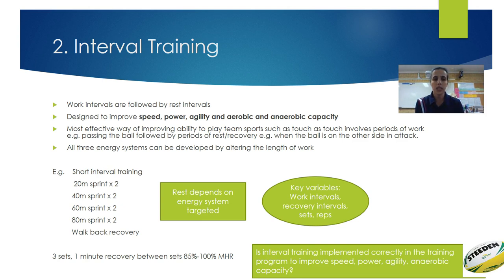So if speed is a weakness, your 40-meter sprint you didn't do very well, speed should be all over your training program. Okay, same with agility, anaerobic capacity. And to do that, we improve on it through interval training. So it's the most effective way of improving the ability to play team sports such as touch.